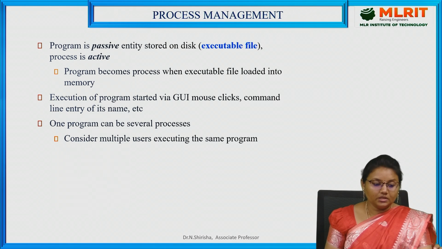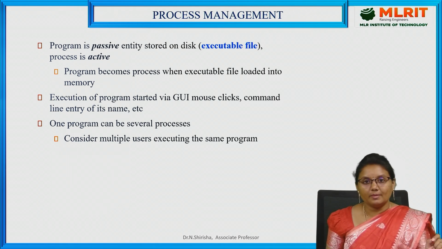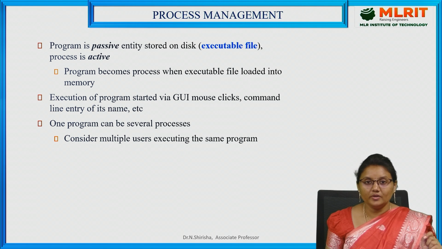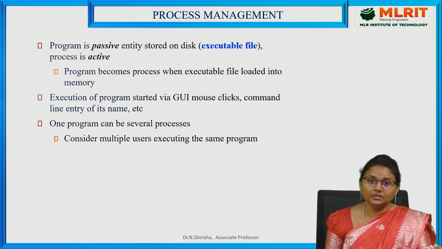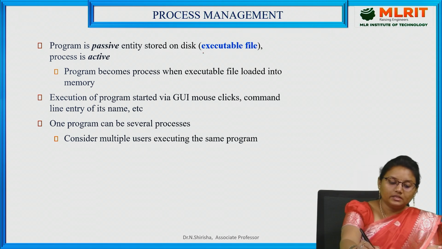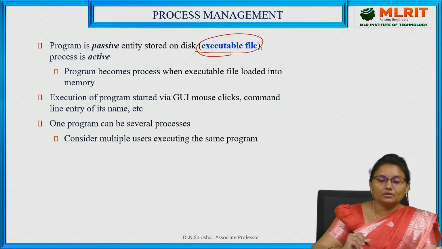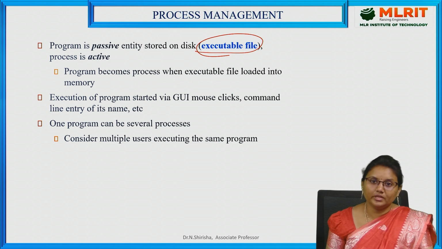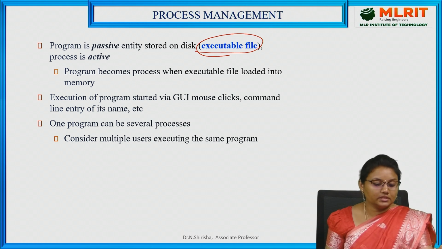So if you see, a program is a passive entity stored on disk. What is a program? Whatever program code that you write, a set of instructions, that's nothing but a program. So it's a passive entity, meaning it has to be written and it has to generate an executable file. Then it can be compiled and executed. Without the executable file, you can't execute any program code. So we are calling that a passive entity.